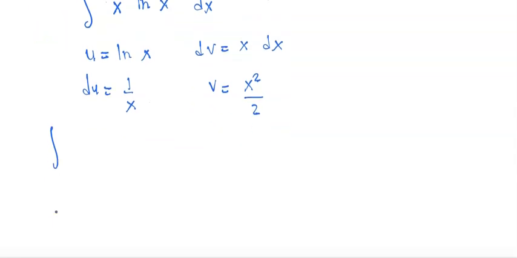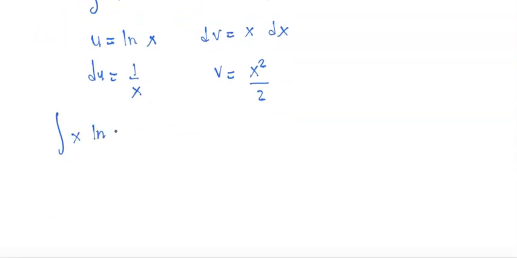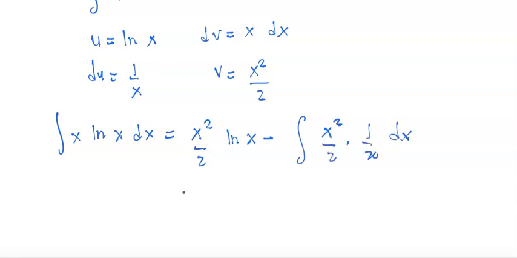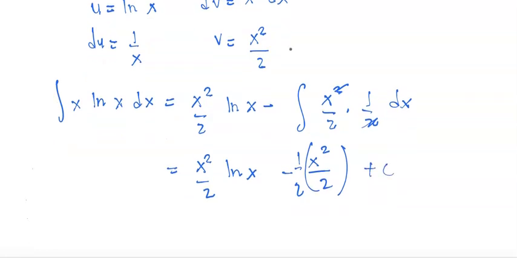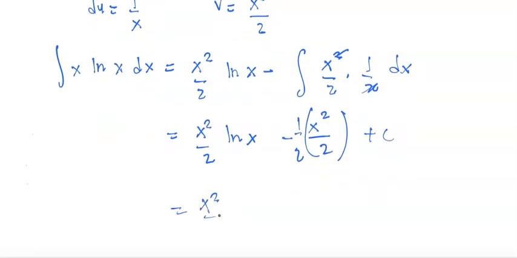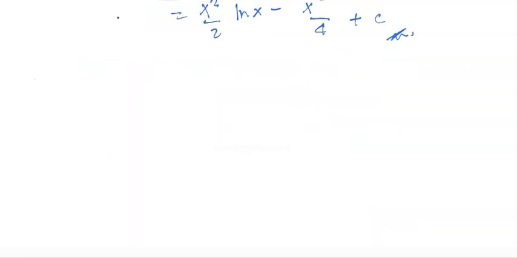Put everything inside the equation. You get the integral of x ln x dx equals x squared over 2 ln x minus the integral of x squared over 2 times 1 over x dx. Now when you integrate, this can be simplified: x squared over 2 over 2, so 1 over 2 in front, plus c. So you will get x squared over 2 ln x minus x squared over 4 plus c. This is your answer.